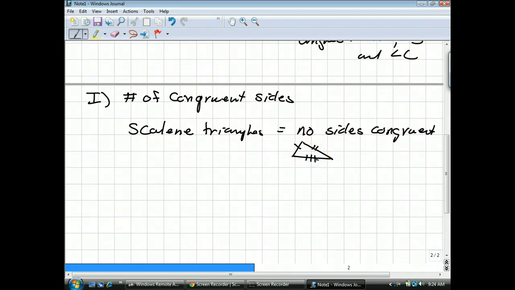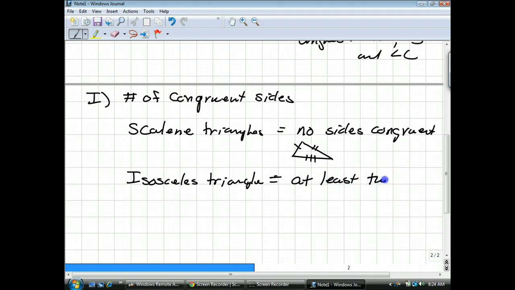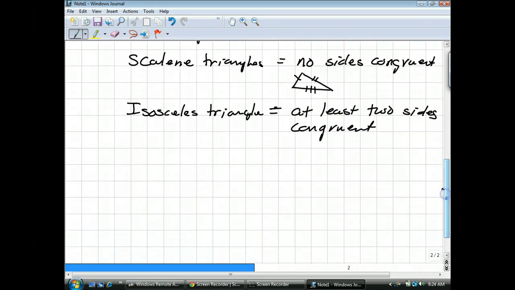Okay? Then we have an isosceles. An isosceles is a triangle with at least two sides congruent. Okay, so remember, at least means it could be all three, but the minimum to be an isosceles is that two sides have to be congruent.